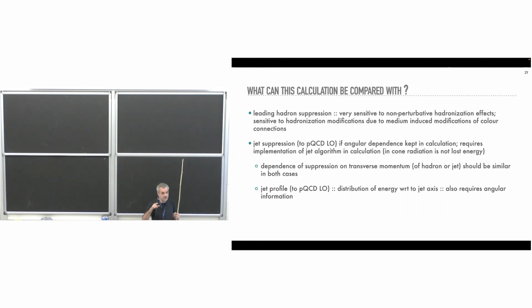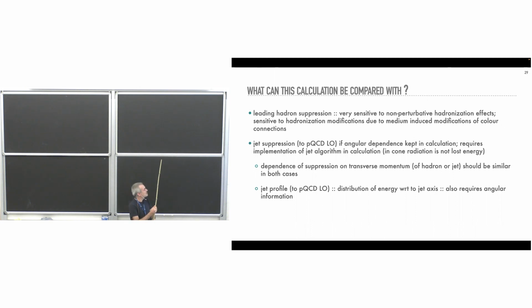I need to keep my angular dependence, because not all energy radiated from a parton is energy lost for the jet. Whatever I radiate inside the cone I didn't lose, only what I radiate out. So that's a big difference between jets and hadrons. Somehow I have to implement in my calculation a sort of cut that implements my jet reconstruction algorithm. It's a theta function, so don't worry about it too much.